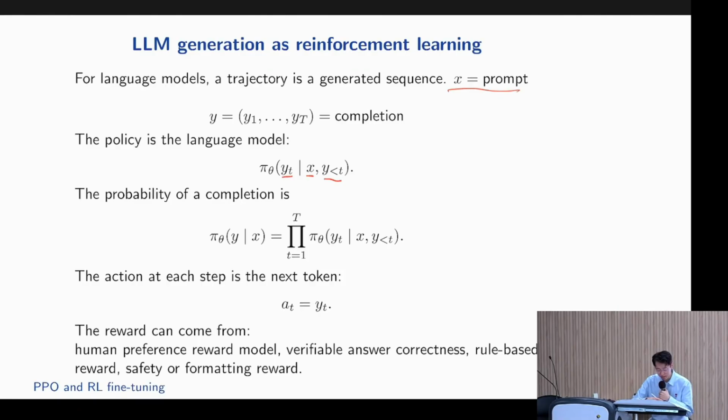So probability of completion is just a chain rule multiplying autoregressively all these action probabilities. So action at each step is the next token, and reward can come from multiple factors. So one is human preference, and sometimes you have verifiable answer correctness. Sometimes you have rule-based reward and safety or formatting reward.